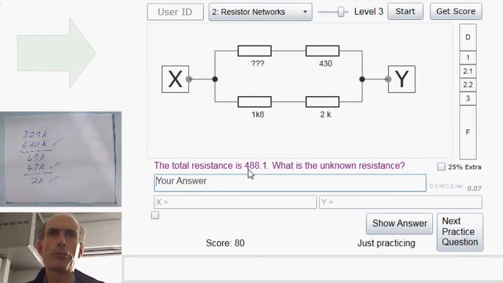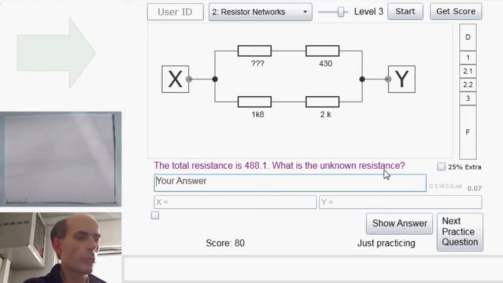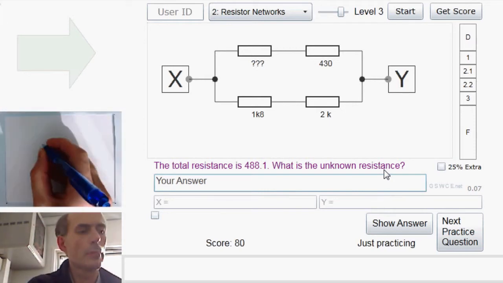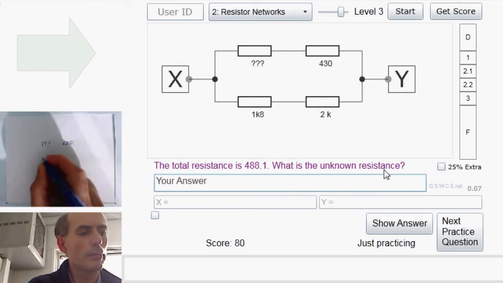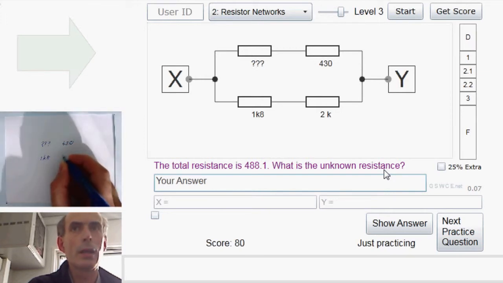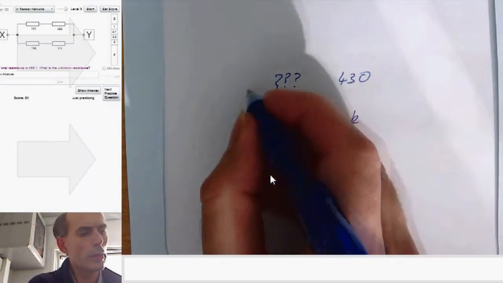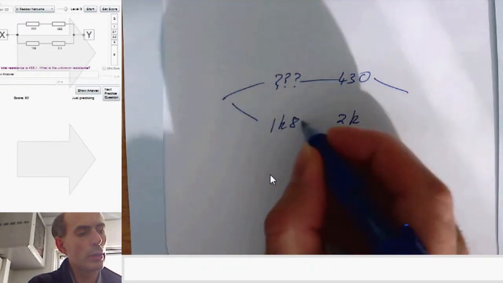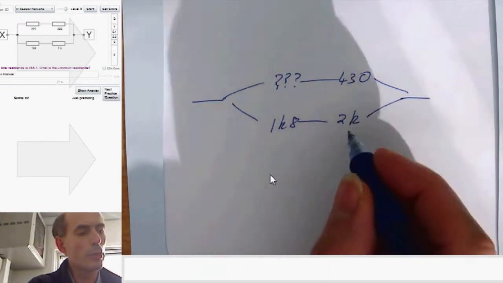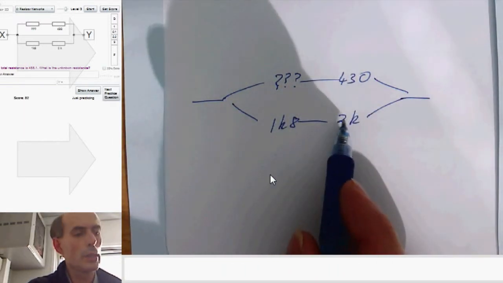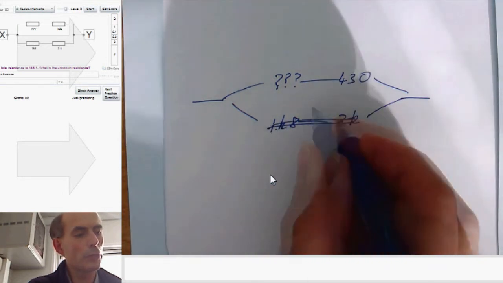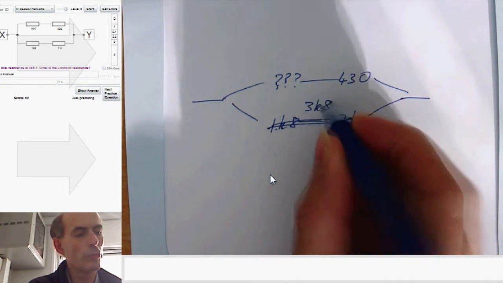Okay, total resistance 4881. What is the unknown resistance? Similar approach to what we've used before. We've got an unknown here, a 430 here, a 1K8 here, and a 2K there. Right. This is the parallel combination of these two. These two added together is 3K8. I can replace them with a 3K8 resistor.